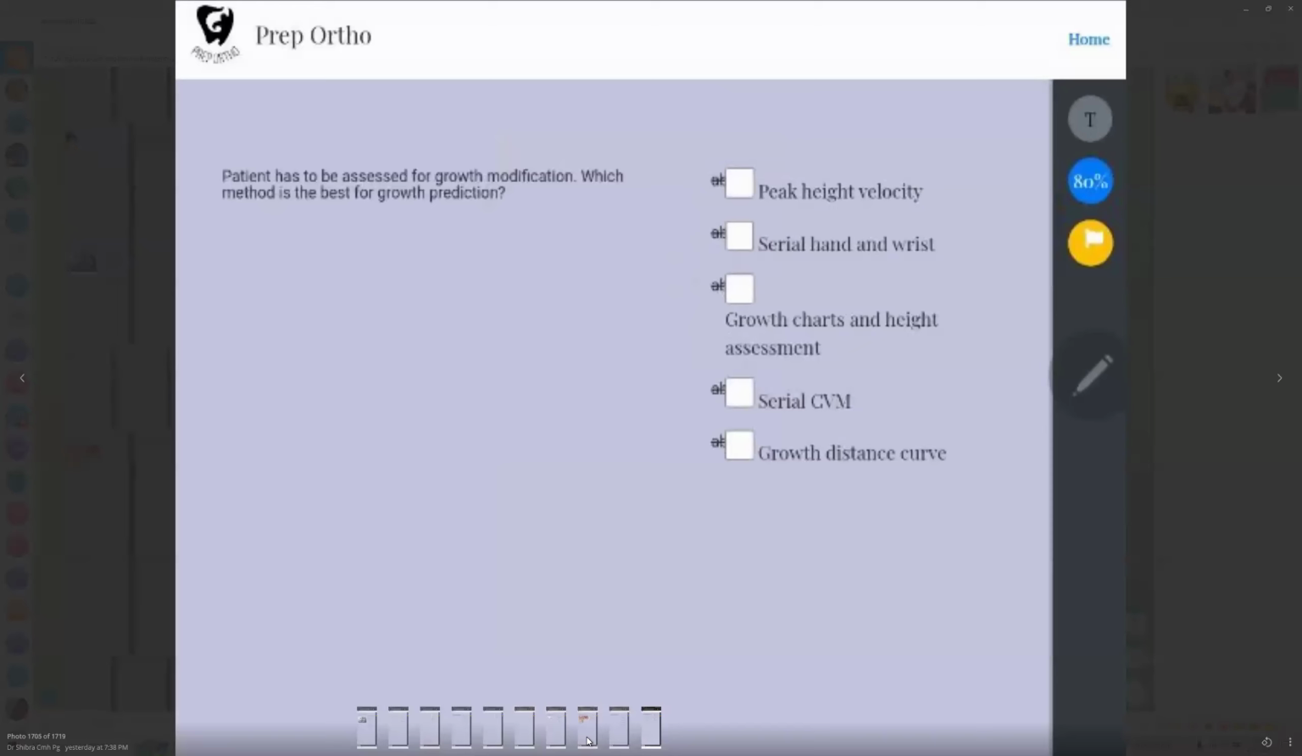The patient has to be assessed for growth modification. Which method is best for growth prediction? We have serial hand and wrist radiographs, which are not done in the UK. We have serial CVMs, which are again not reliable. We have the growth distance curve, which is less reliable, or in fact not reliable, to see the peak height velocity.